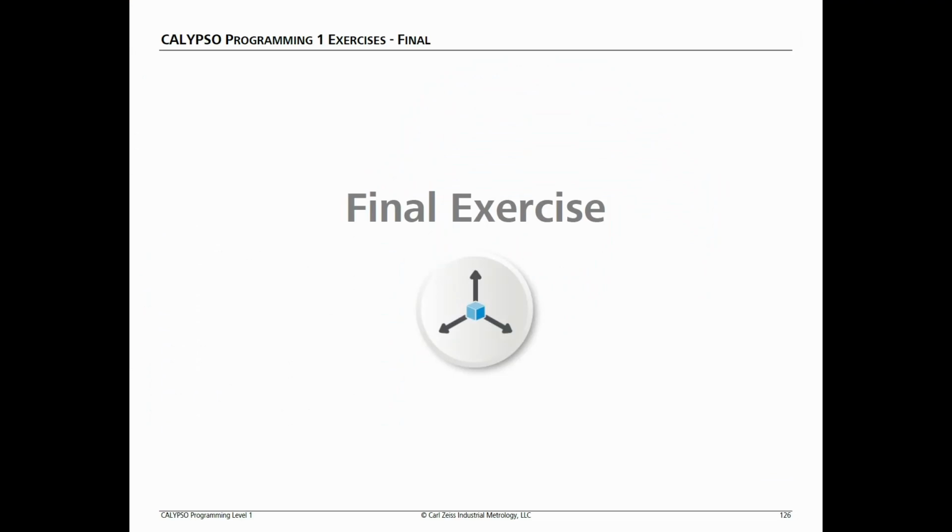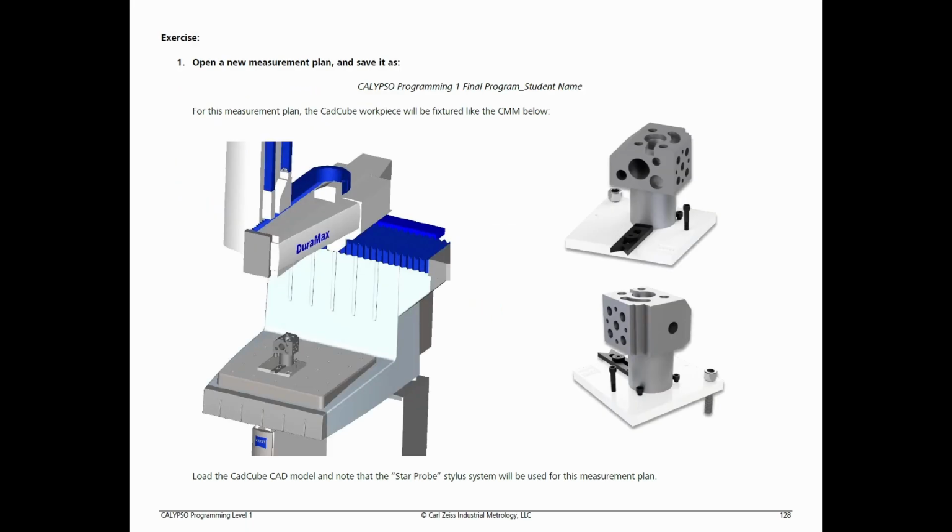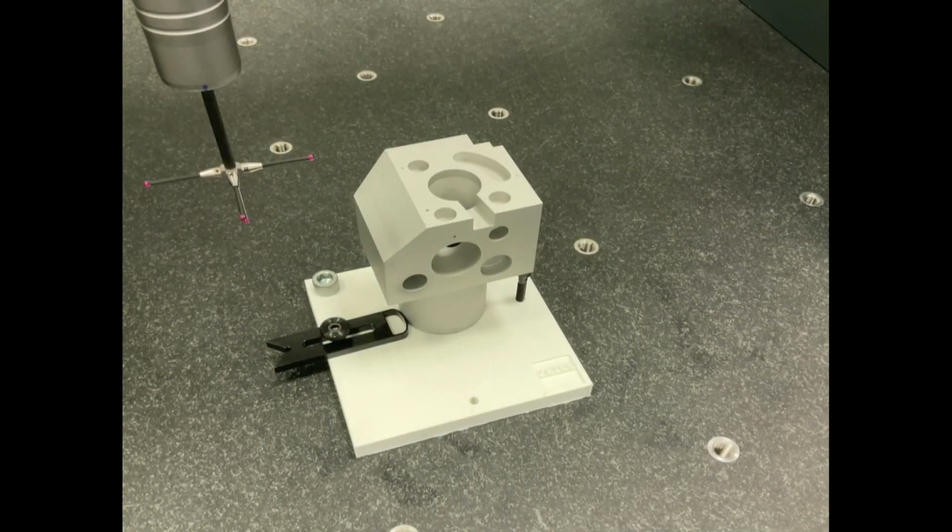The final exercise begins on page 126. In this exercise, you'll put together everything that you've learned this week in training into one conclusive program. First, we'll begin by fixturing the part as shown on the CMM. Again, this is just for visual purposes, as we'll be using a CAD model and we won't be probing the part.